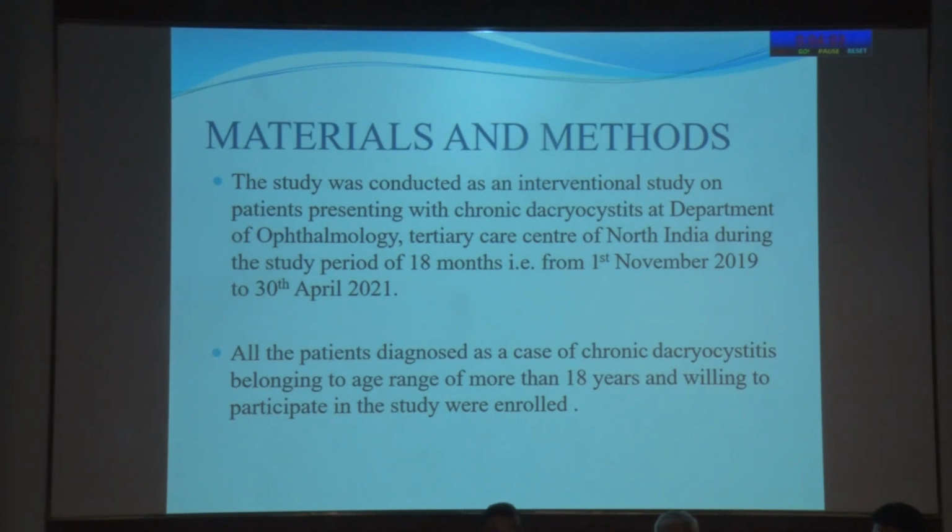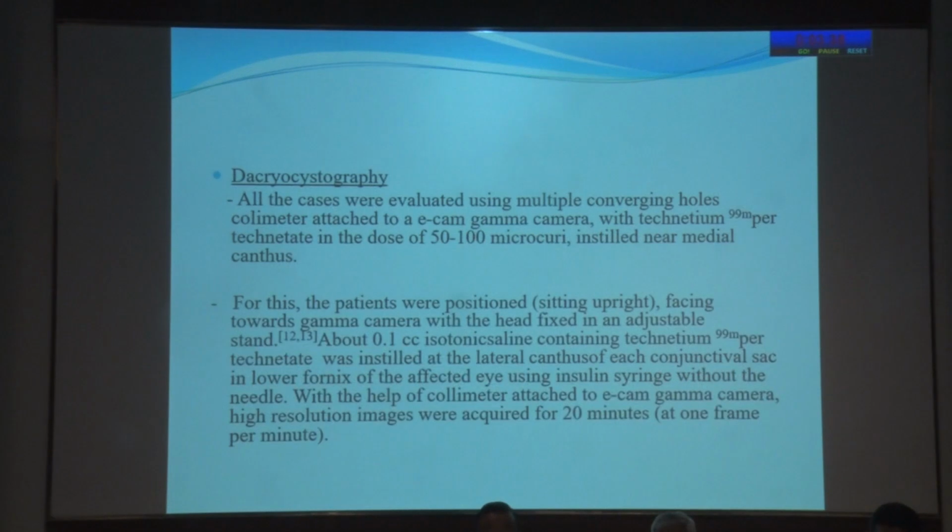The material and methods. The study was conducted as an interventional study on patients presenting with chronic dacryocystitis at the Department of Ophthalmology at a tertiary care center of North India during the study period of approximately 18 months from 1st November 2019 to 30th April 2021. All the patients diagnosed as a case of chronic DC belonging to age range of more than 18 years and willing to consent were included.